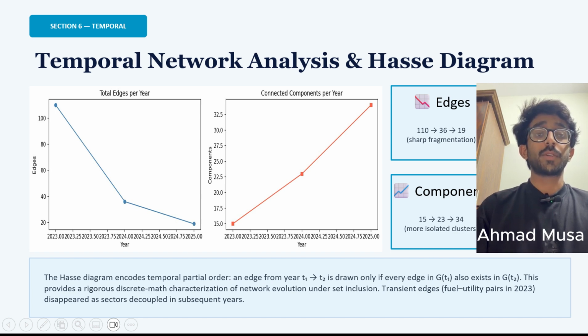We also tracked which items were persistently central across all 3 years. Vegetable ghee appeared in the top 5 centrality rankings every single year, making it a persistent hub in Pakistan's consumer price network. This is consistent with how cooking oil prices are influenced by global commodity markets. On the other hand, some edges were transient, existing only in 2023 between fuel and utility items, and disappeared once those sectors decoupled from food prices in the later years.